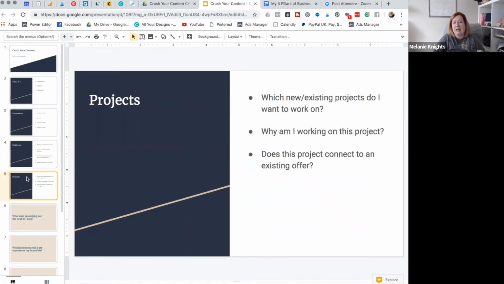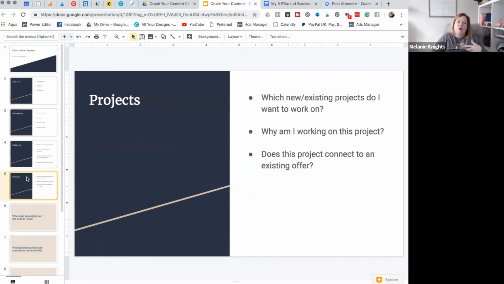So the third P is your projects. And this again is something that I see with my clients: you've kind of got this launch or this promotion or whatever it is that you're working on, and you've got your content, but then there's this other thing that maybe you wanted to work on. Maybe you started it and you haven't finished. Maybe it's something you're really excited about, but there's all these other things that you should be doing that are kind of stopping you from working on it.